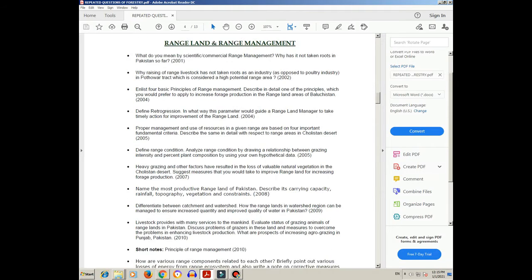2005 Heavy grazing and other factors have resulted in the loss of valuable natural vegetation in the Cholistan Desert. Suggest measures that you would take to improve rangeland for increasing forage production. 2007 Name the most productive rangeland of Pakistan. Describe its carrying capacity, rainfall, topography, vegetation and constraints.